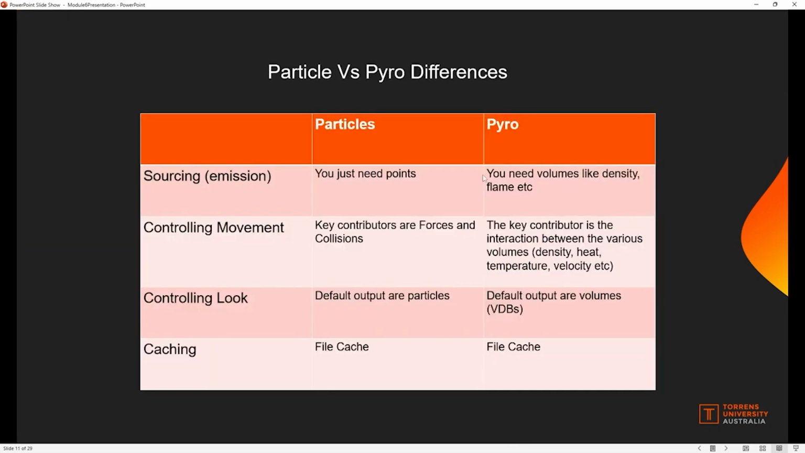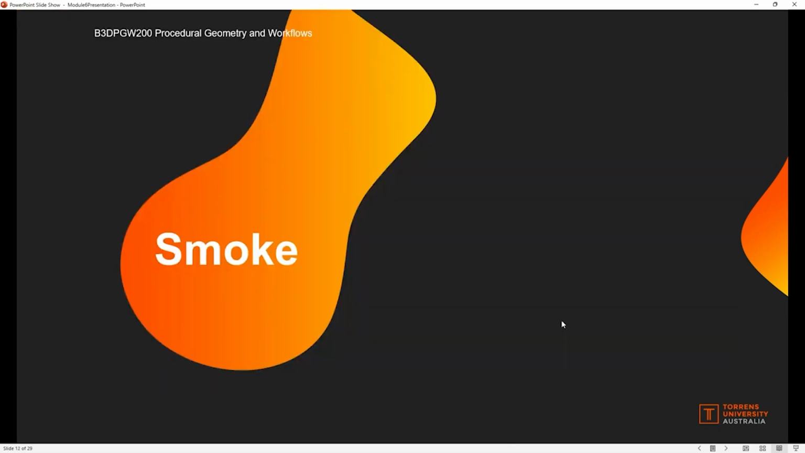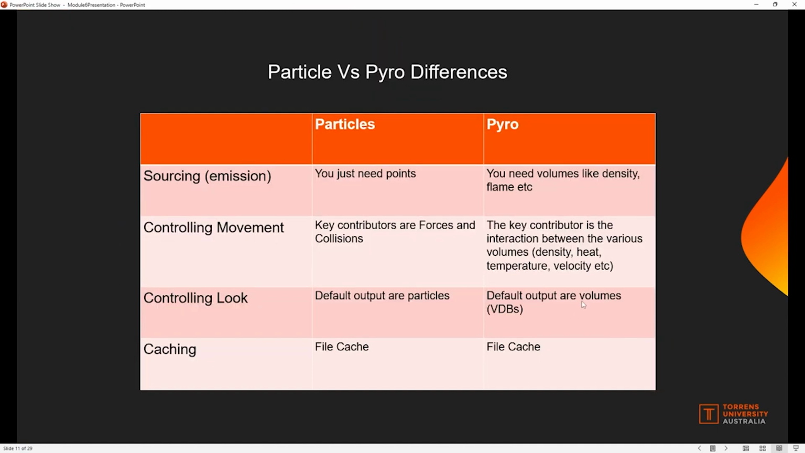Okay, now before we have a look at some of those, let me quickly explain the difference between what we covered last week, which is particles, and what we're covering now, which is pyro. With particles, with regards to sourcing, you really just need points, meaning it's emitting points or particles, and you're manipulating those particles. Now the difference is when you're dealing with pyro, you're not only emitting points, you're emitting things that will interact with one another. Meaning, you're going to emit things like density, fuel, temperature, all of that stuff. Sounds complicated, but again, you're not just emitting points.